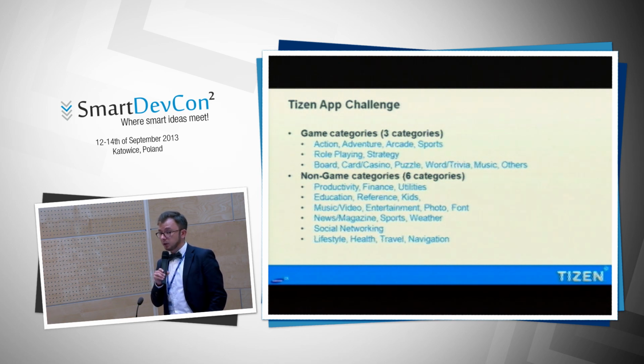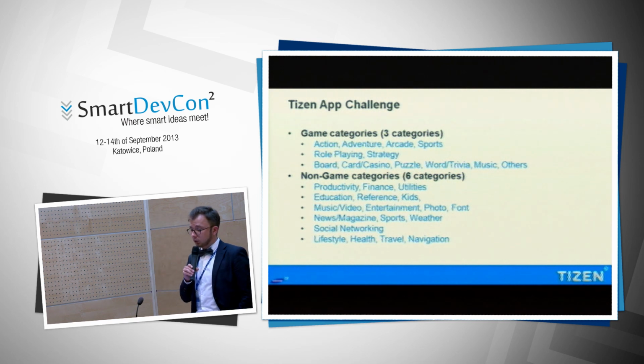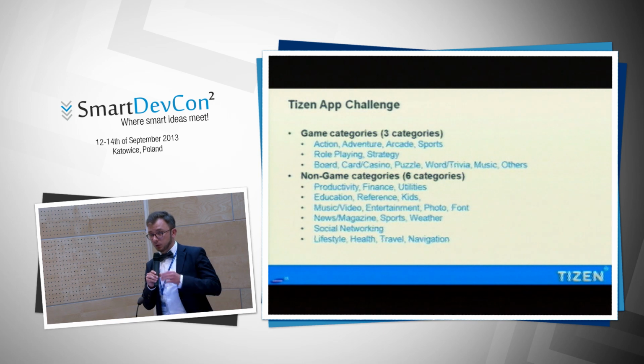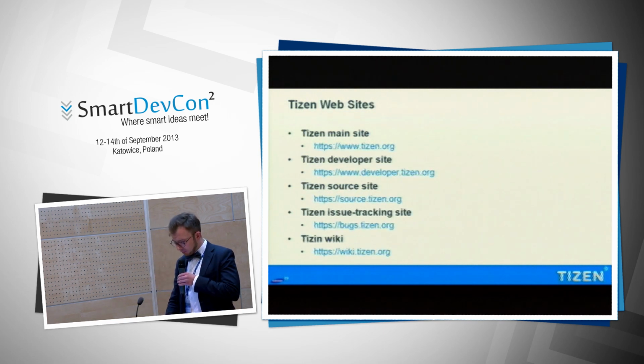And for non-games categories, we have 6. One is productivity, finance, utilities. Another is education, reference, kids. Another is music, video, entertainment, photo, and font. Another is news, magazine, sports, weather, social networking, lifestyle, health, travel, navigation. So a lot of categories, a lot of prizes. I encourage you to take part in this contest.